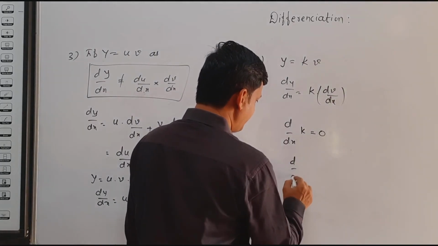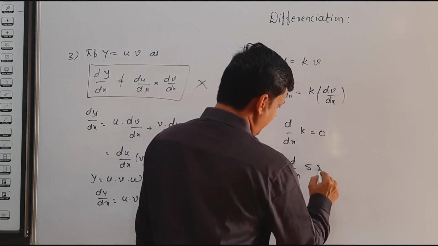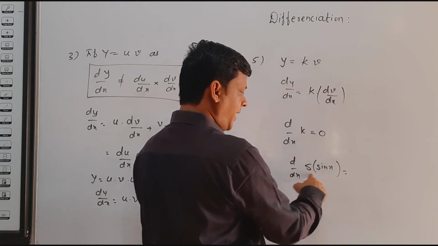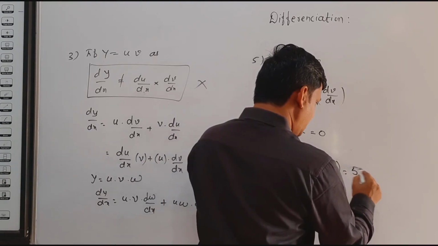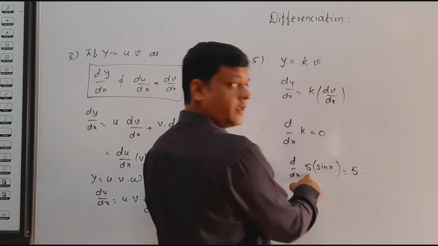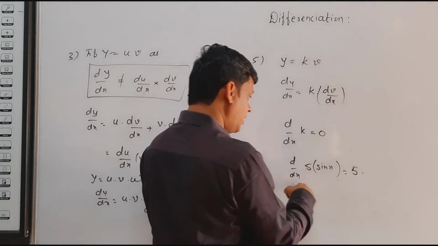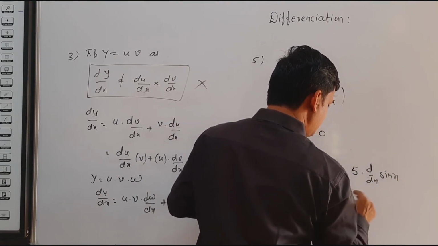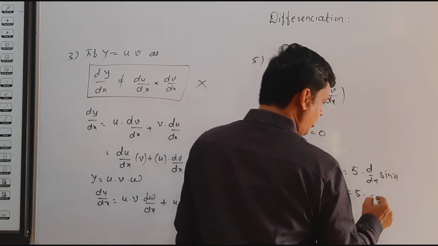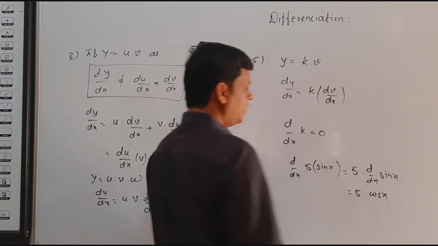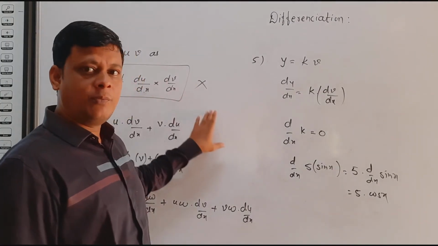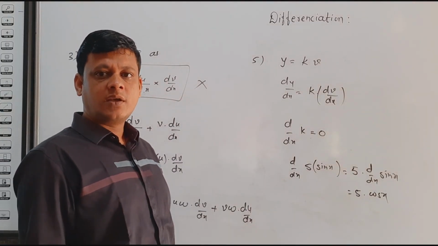For example, d by dx of 5 into sin x. While differentiating this 5 into sin x, we have to take this 5 before the derivative. So d by dx of sin x. So we write here 5 into derivative of sin x, which is cos x. So in this way, we have to apply the rule first, then differentiate the given functions.